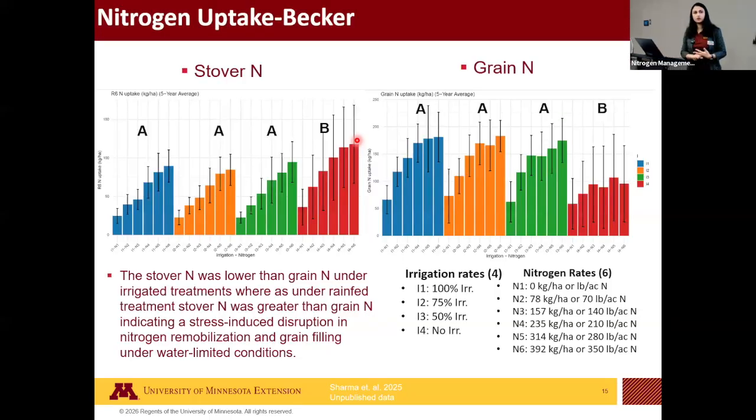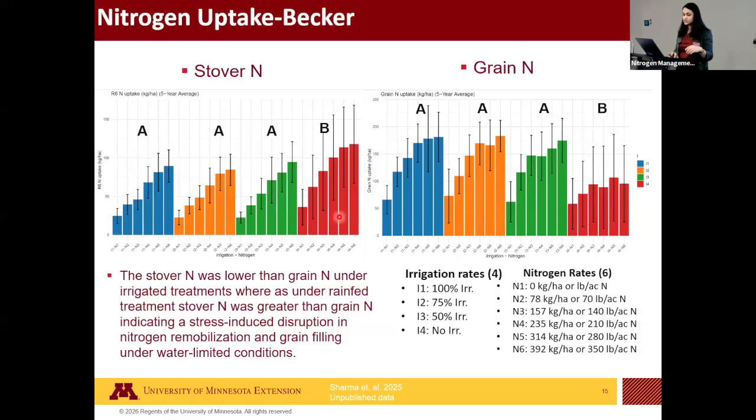The other thing we looked at was nitrogen uptake. Was there any difference between irrigated treatments and rain-fed treatments? This is for the Becker site. On the left, you see stover nitrogen and grain nitrogen, both at harvest. What we found very interesting: first of all, no difference between irrigation treatments. So 50, 75, and 100 percent all had the same nitrogen uptake. We got a very good response to nitrogen, as expected. The red color is the rain-fed and the blue color is the irrigation, and the irrigation reduces as we go right. Good response with nitrogen from 0 to 350, but no difference here.